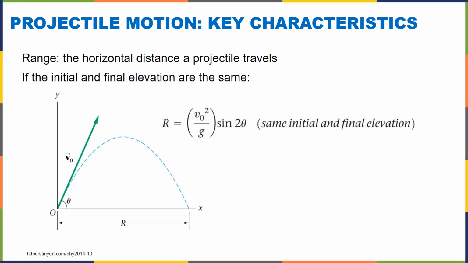In many problems, the object is initially launched at a certain level, for example, if I throw something from the level of the table and it reaches the ground over there. In that case, you wouldn't apply this equation for the range because the initial and final levels are different. So just keep in mind, if you want to apply this equation, initial and final elevations should be equal to each other.